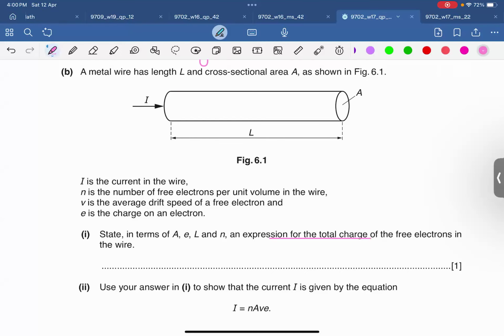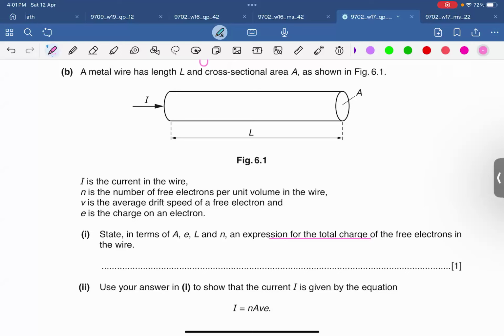Sir, it's number of electrons times the elementary charge. I'm not sure. Number of electrons times elementary charge. Okay, you were saying that it should be something more. Okay. Gulmina, any idea?